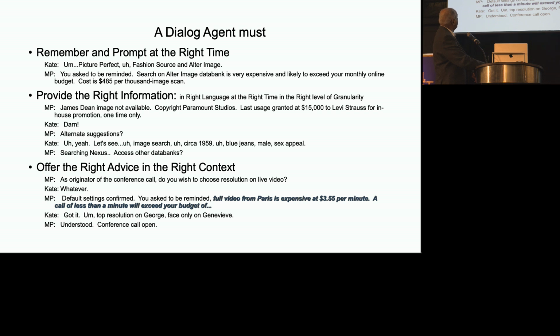Provide the right information in the right language at the right time, in the right level of granularity. My colleague Jaime Carbonell coined this phrase, the AI Bill of Rights, of 5 rights. Provide the right information to the right people at the right time, in the right language, in the right level of detail.